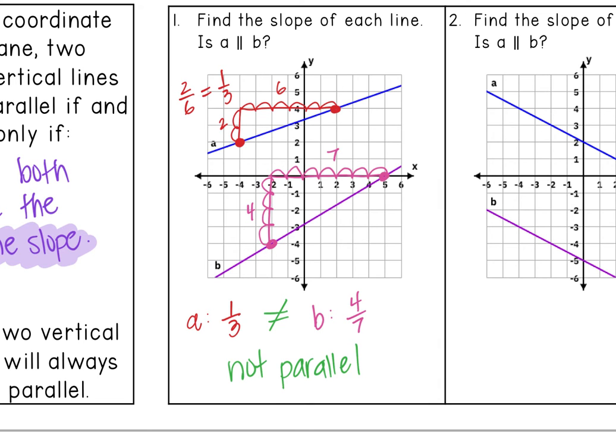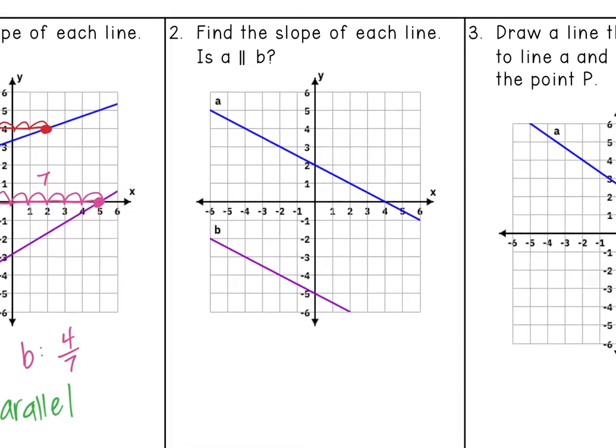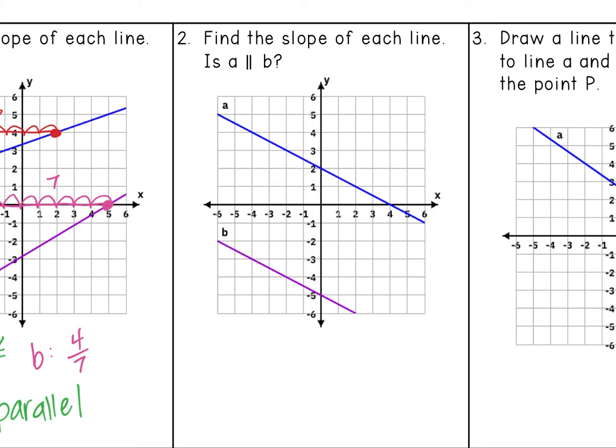Okay, so let's try another one. Find the slope of each line, and then is A parallel to B? So let's start with A. We need to pick 2 perfect points. Looks like here, -4, +4, and then again at -2, +3. So we can make our little triangle. It's going 1 down, so I would call that negative, and then 2 across. So that is -1/2 for our slope.